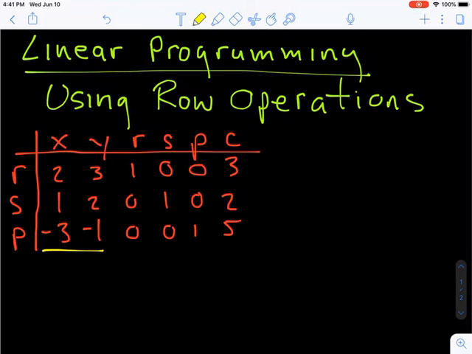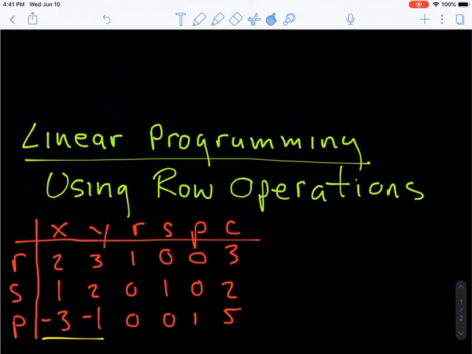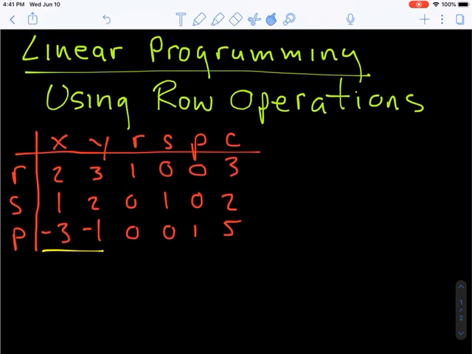So what we have to do now is find our pivot, clear the pivot column to create a new table. So the way that we do that is we go to the bottom row and we look for the most negative number. So the most negative number is the -3. That means that the X column is our pivot column.